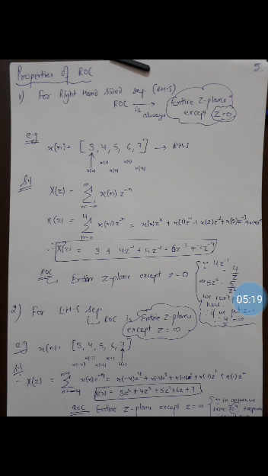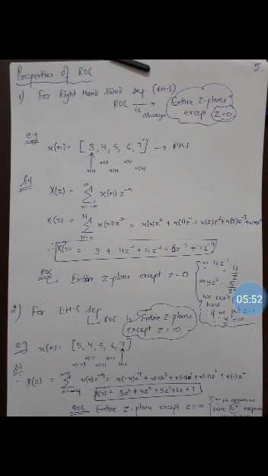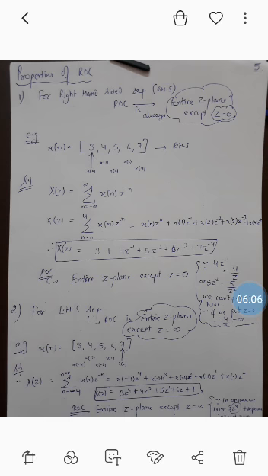Now the ROC for this part is the entire z plane except z equals infinity. Why in this case is z equals infinity not included? Because we have positive powers of z in the answer. If we have positive powers of z in the answer, we can't put the value of z as infinity. So for the right hand sequence, the ROC is the entire z plane except z equals 0, and for the left hand side sequence we have the ROC entire z plane except z equals infinity.